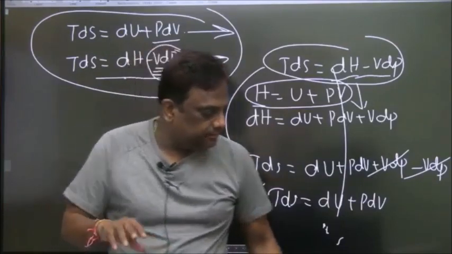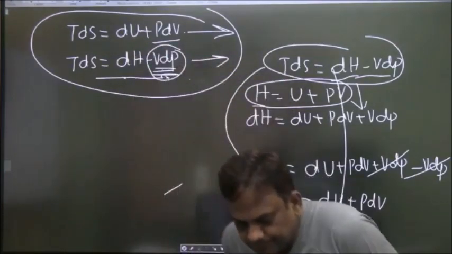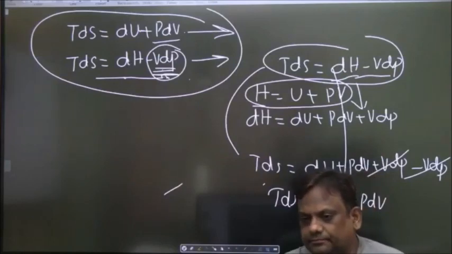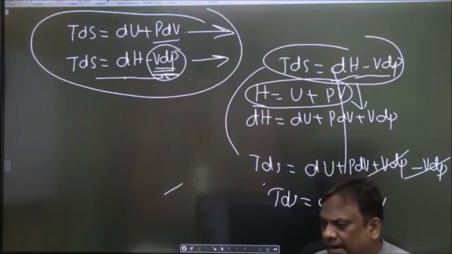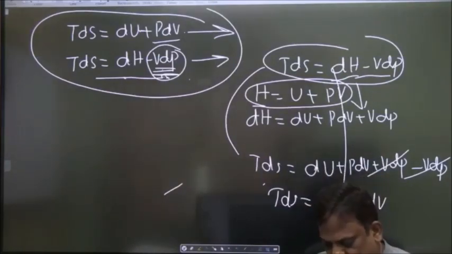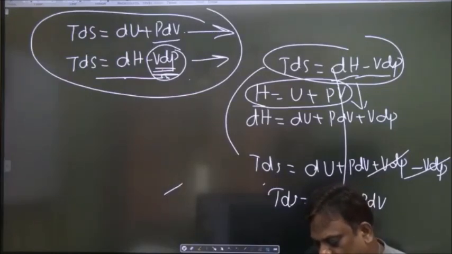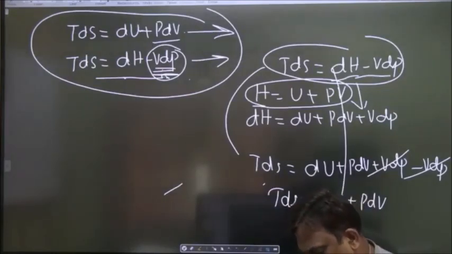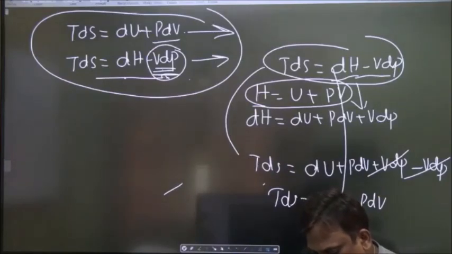Please tell me, are we clear? All of you, are we clear? So keep it in mind: TdS is equal to dU plus PdV, TdS is equal to dH minus VdP. Keep it in mind. They are very, very powerful equations.